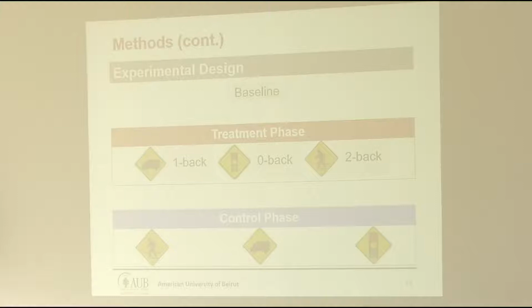One possible driving course is presented over here. In this example, the subject first drives a baseline, followed by a treatment phase whereby the subject encounters the 1 bag level at the truck situation, then the 0 bag level at the traffic light situation, and the 2 bag level at the pedestrian situation. Followed by the control phase, the subject encounters subsequently the pedestrians, the truck, and the traffic lights event.